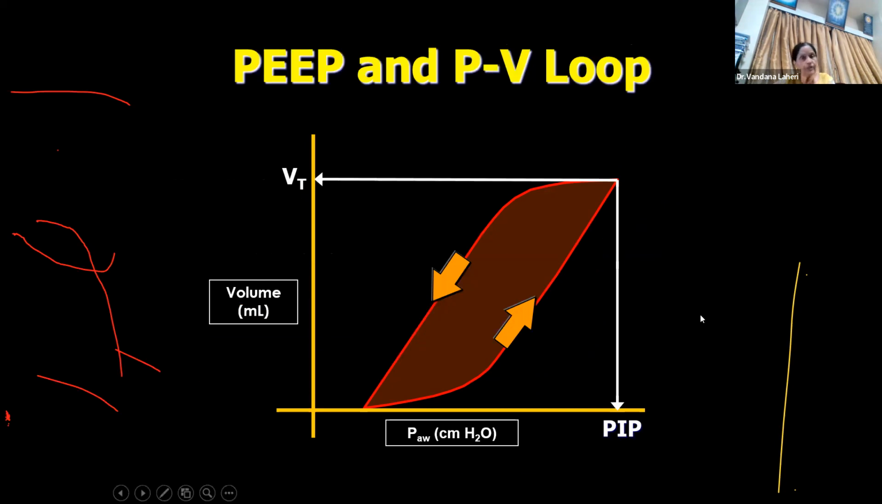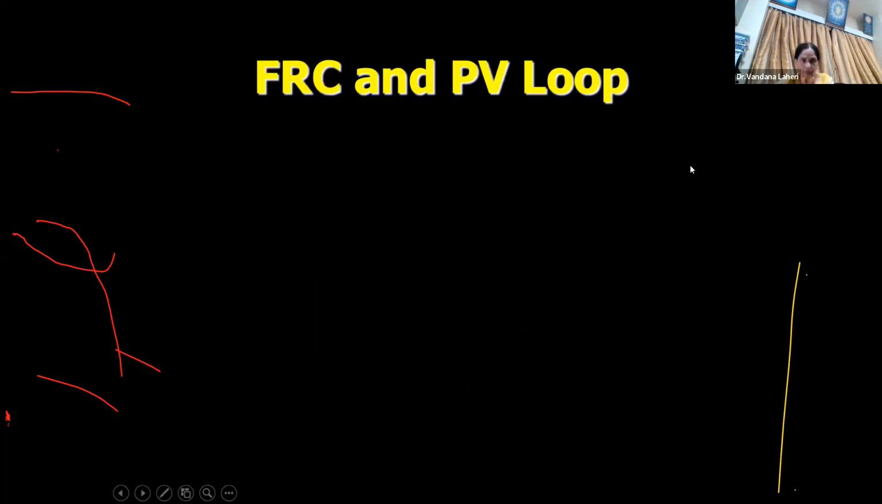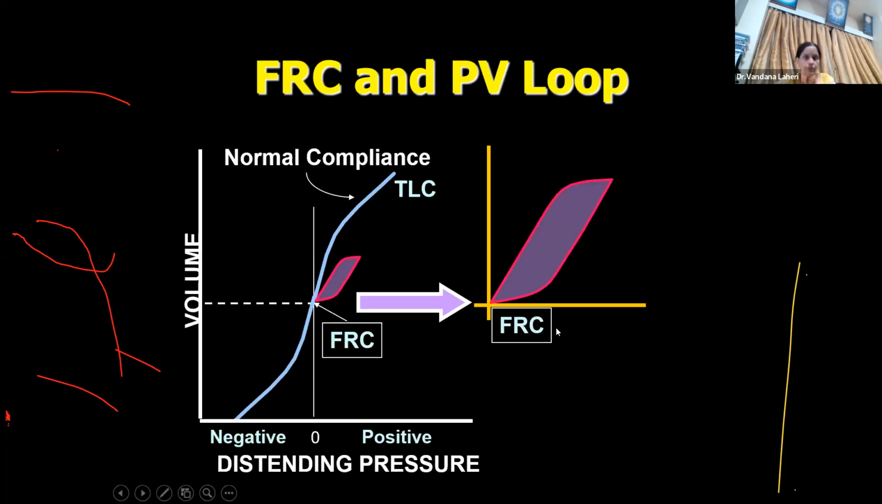PEEP versus PV loop. I told you how to determine how much PEEP to give. Now this is optimum PEEP, because you can see the slope. It's adequate slope. Okay, FRC versus PV loop. Now what happens? Let us say this is volume. This is positive pressure, negative pressure. This is where our functional residual capacity is. Okay, this is your TLC.